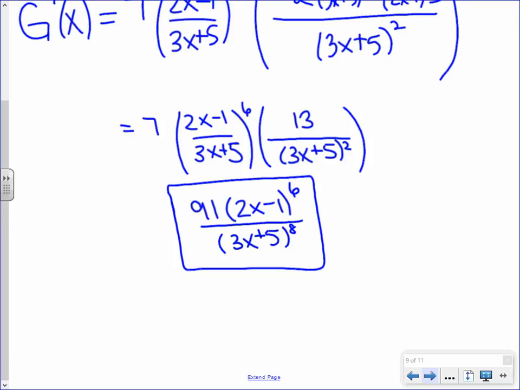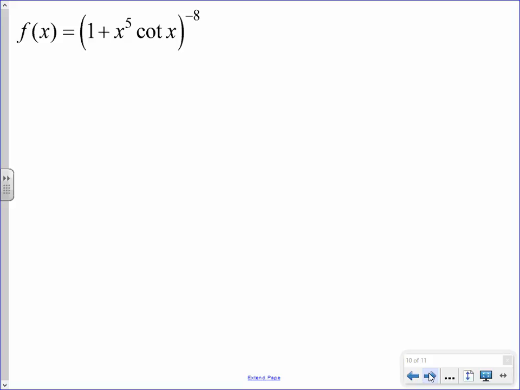Okay, trying to decide here. This will be the last one we do, probably, all together at least. I might give you one to do on your own.